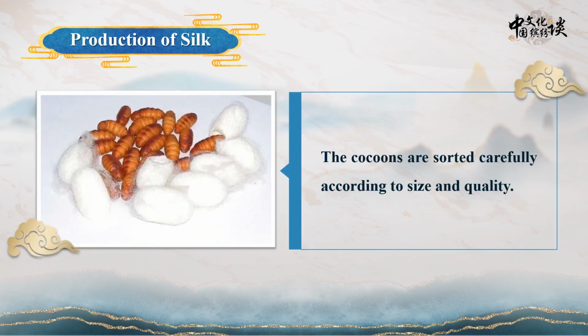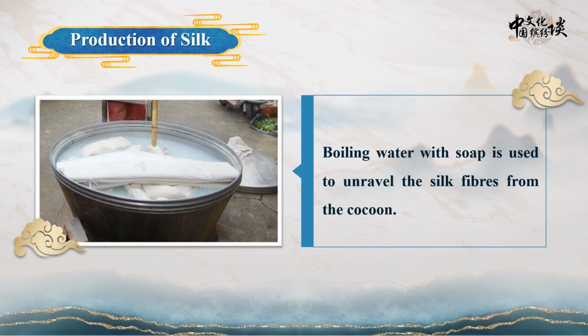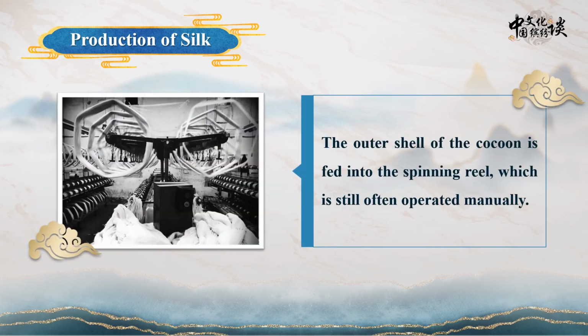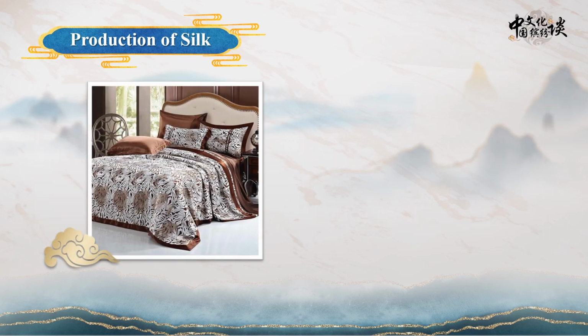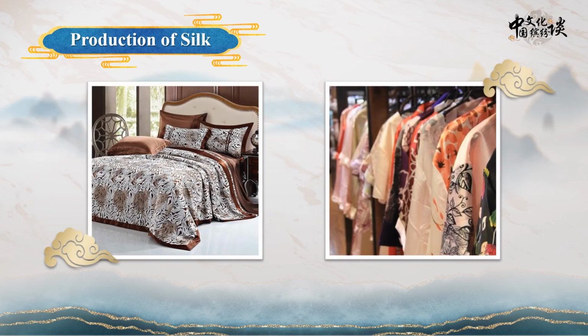Third, the cocoons are then carefully sorted according to size and quality. Then boiling water with soap is used to unravel the silk fibers from the cocoon, and this is known as the degumming process. And then the outer shell of the cocoon is fed into the spinning reel, which is still often operated manually. Then, the long fiber threads that are extracted from the cocoon are cleaned and stripped of any deficiencies. Last, the silk fibers are made into products such as bedding and clothes.